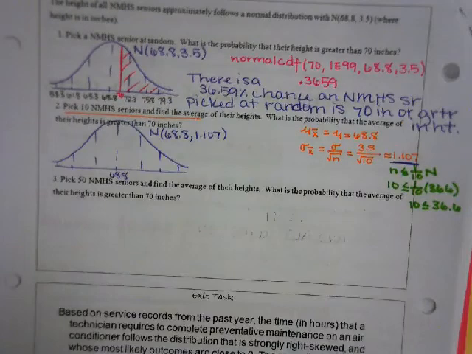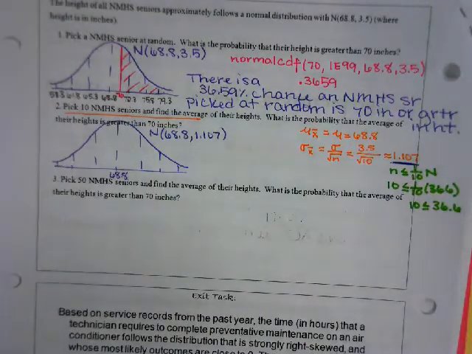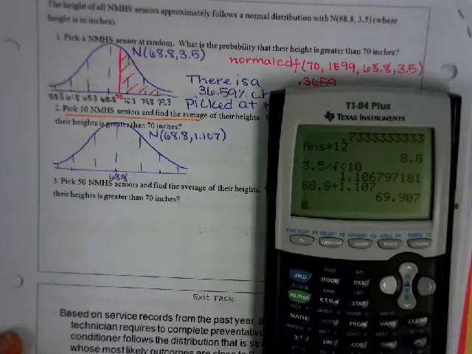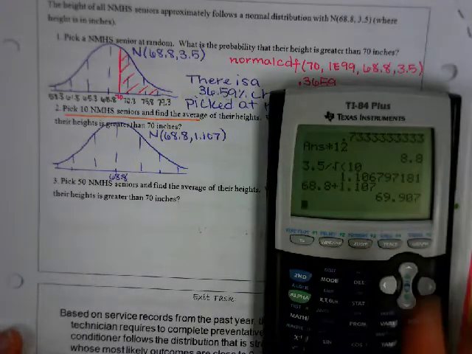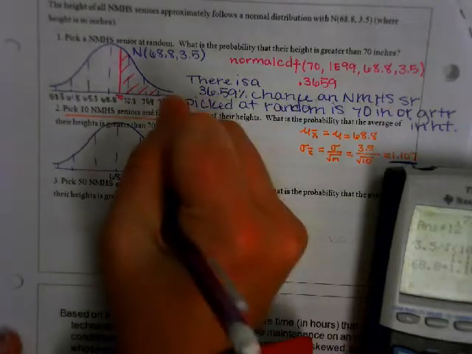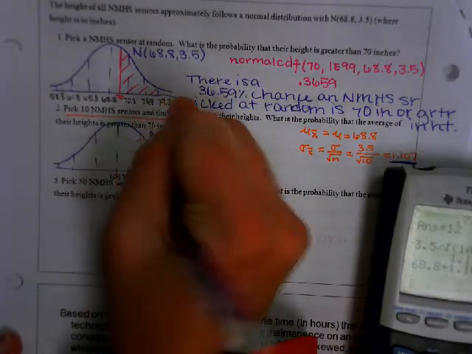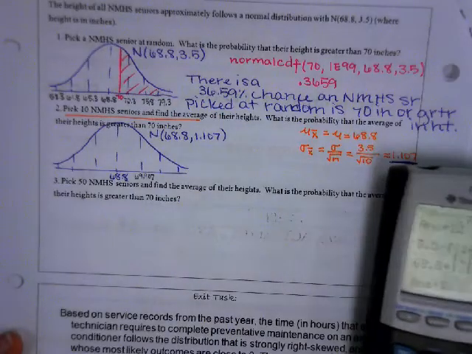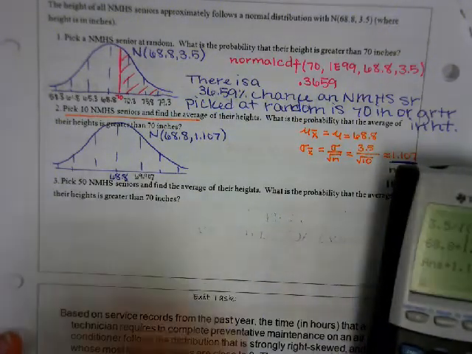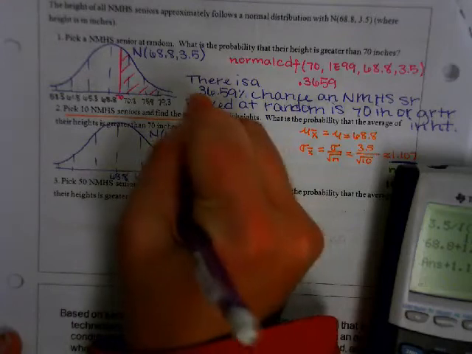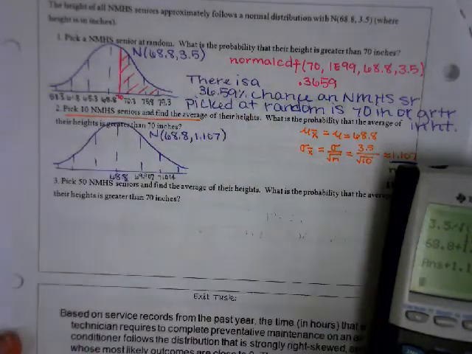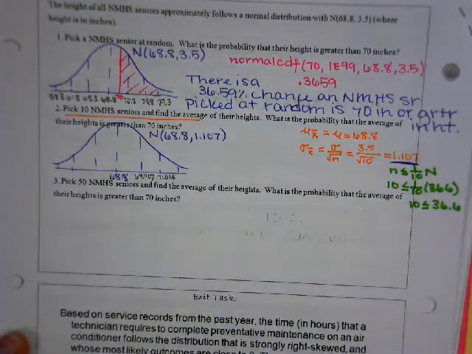So we have 69.907 plus 1.107, 71.014. Okay, and I'm going to stop because now I know where 70 is. So 70 is a little closer to that one than this one. And we're doing greater than. So we're looking at that.